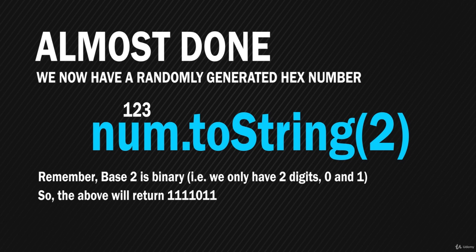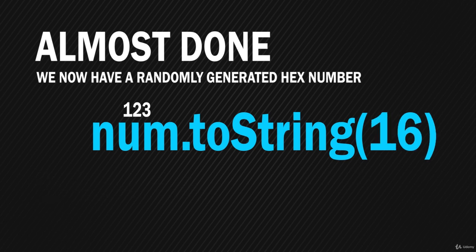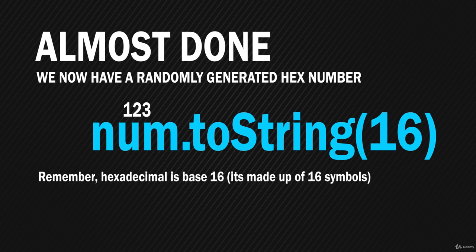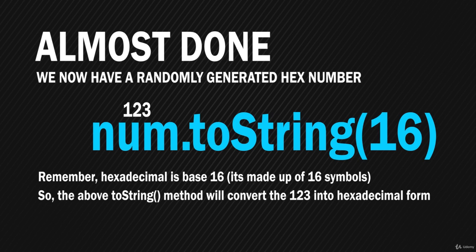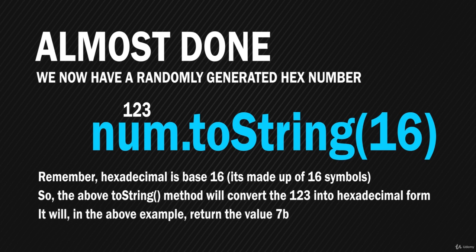But in our case, we didn't use base 2, did we? We used base 16. Remember, hexadecimal is base 16. It's made up of 16 different symbols. So the above toString method will convert the 123 into hexadecimal form. It will, in the above example, with our number 123, return the value 7b. And that's why we used the toString method on our number to convert to hexadecimal format.